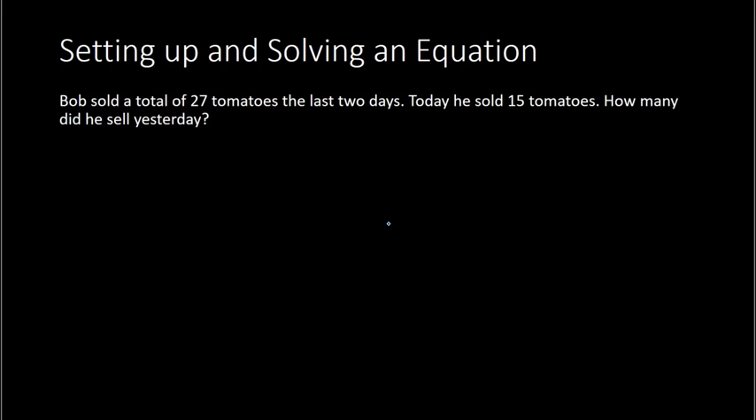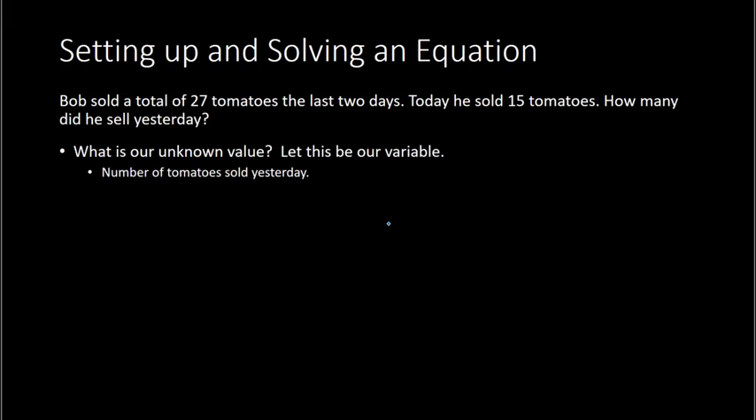So to set up the equation, we ask, what is our unknown value? Whatever that is, let that be your variable. So we're trying to find how many tomatoes he sold yesterday. So your unknown is how many tomatoes he sold yesterday. So that will be your variable. So we can let any variable represent that value. We can use maybe the letter n or whatever for number. And then from there we're going to ask how we can use the variable to write the equation.